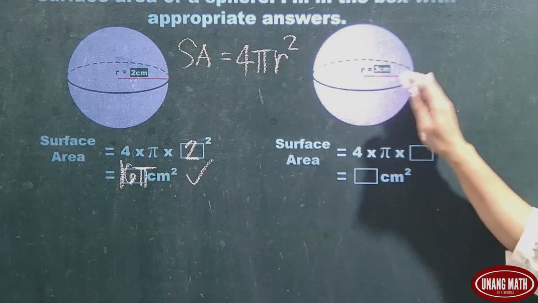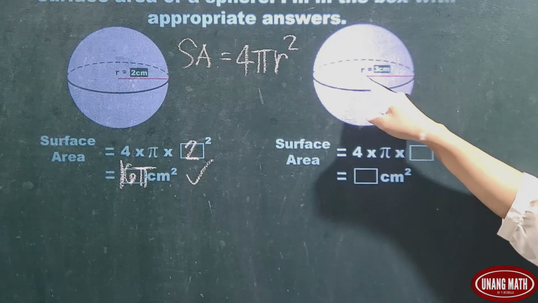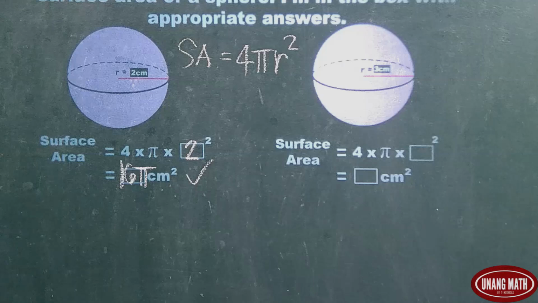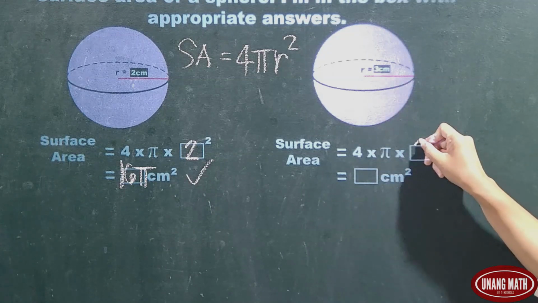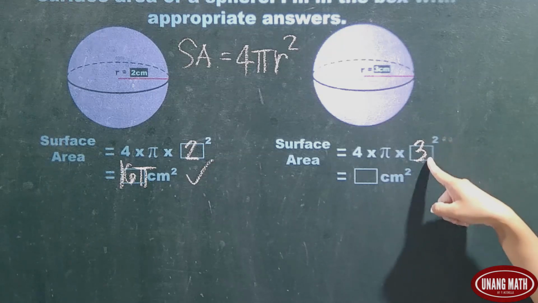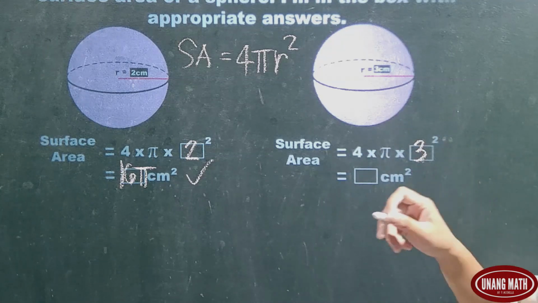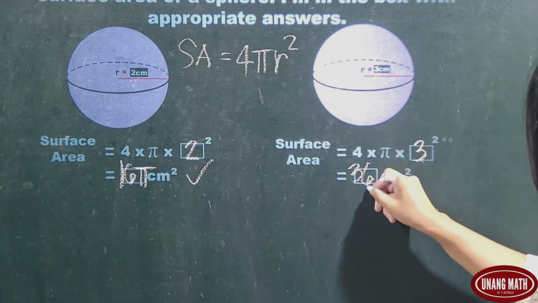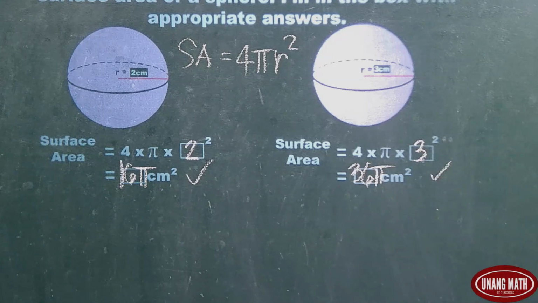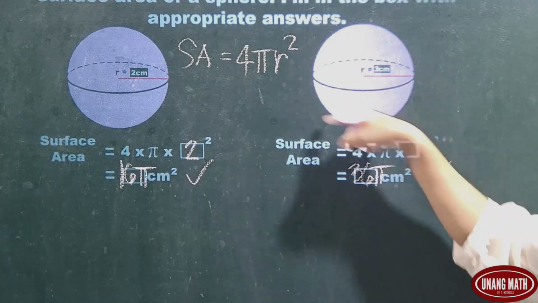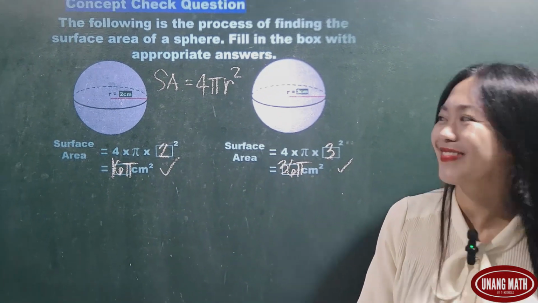What about this second sphere? This sphere has a radius of 3 centimeters. So 4 times pi times the radius, which is 3. 3 squared is 9. So 9 times 4, that's equal to 36. So this is 36 pi. So 36 pi squared centimeters. So that is the surface area of this sphere.